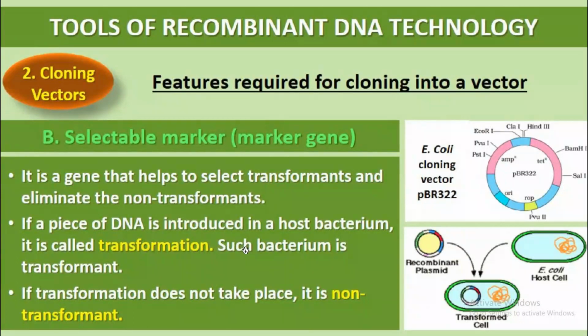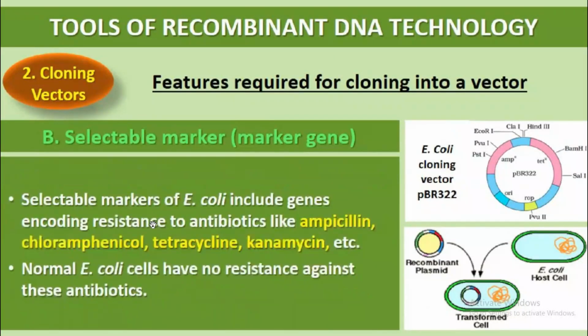If a piece of DNA is introduced in a host bacterium, it is called transformation. Such a bacterium is a transformant. If transformation does not take place, it is a non-transformant. Selectable markers of E. coli include genes encoding resistance to antibiotics like ampicillin, chloramphenicol, tetracycline, kanamycin, etc. All these are antibiotics, meaning genes encoding resistance to antibiotics.